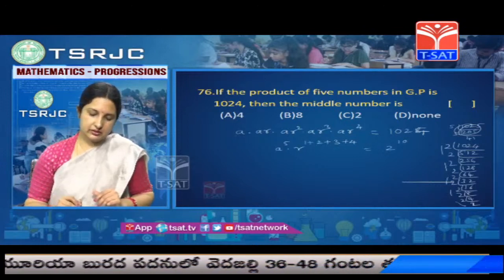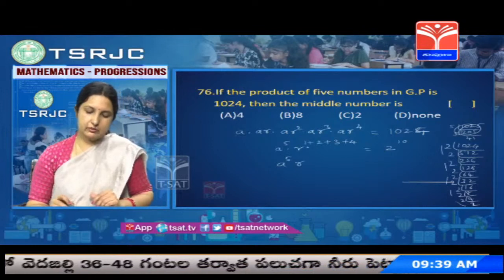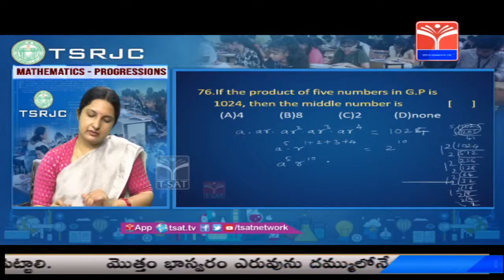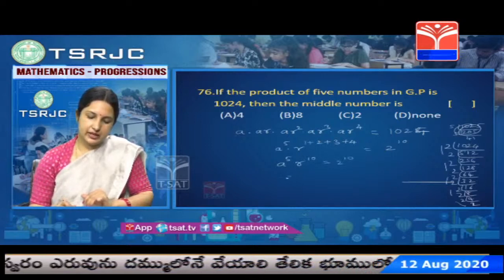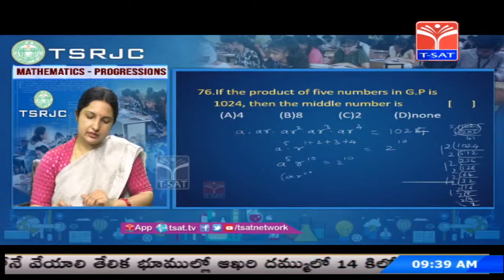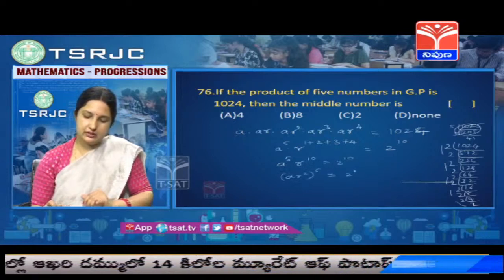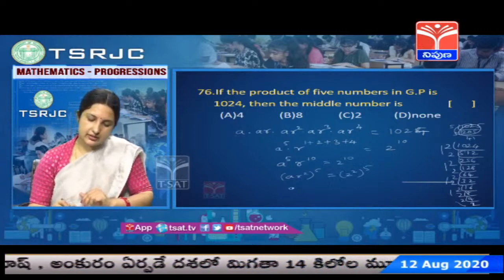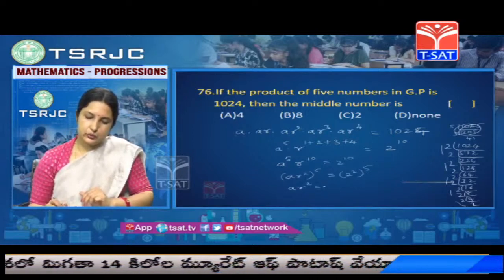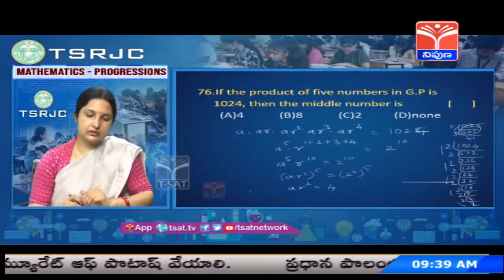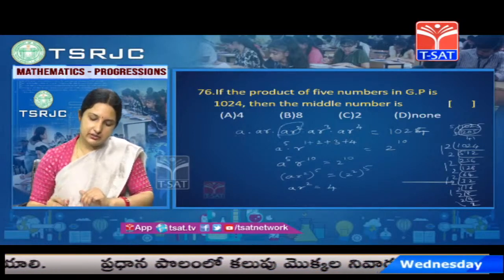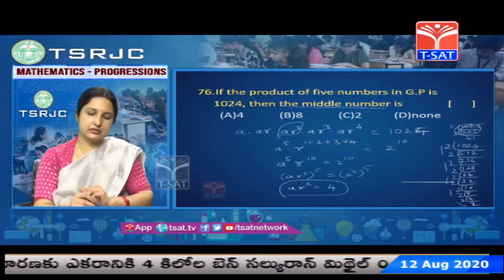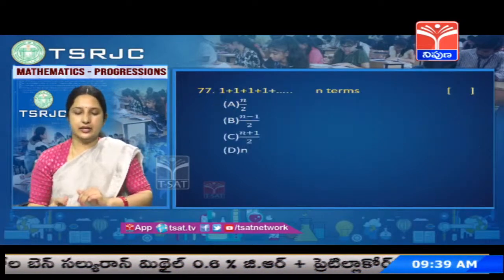2 power 10. So a power 5 into r power how much? 1 plus 2 is 3, 3 plus 3 is 6, 6 plus 4 is 10. So (ar square) whole to the power of 5 equals 2 square whole power 5, we can write now. So ar square equals 2 square, which is 4. So the middle term is what? ar square only. Then the middle number ar square equals 4. So option A is the correct one.